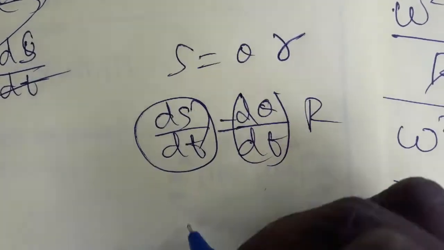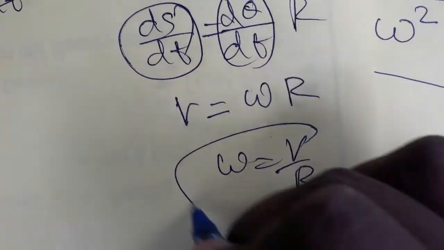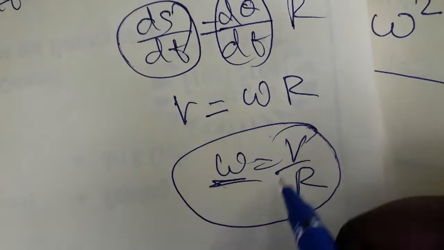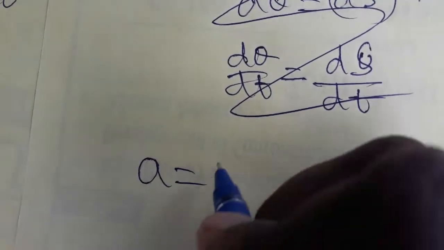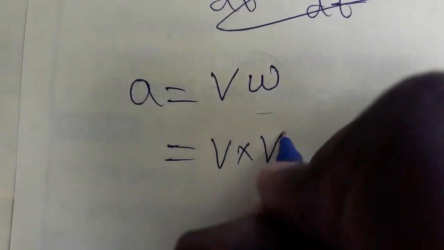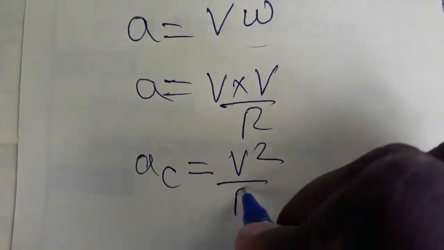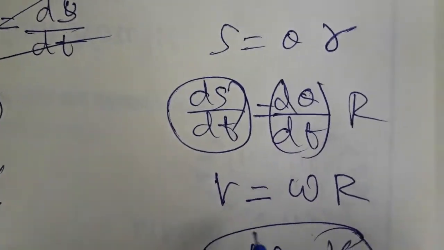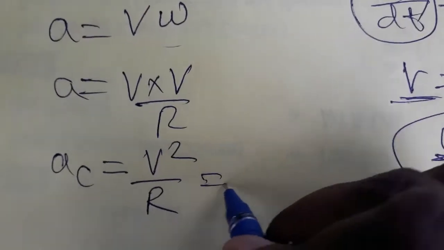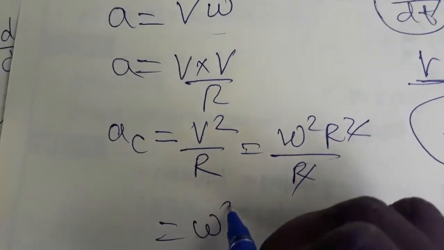Okay, that is velocity equals omega r. So omega is equal to velocity by r; angular velocity is linear velocity divided by r. I know a is equal to v omega, and omega I found is v by r. So that means v times v by r, which is v square by r. So the centripetal acceleration in circular motion is v square by r. Otherwise, you can take v equal to omega r, so omega square r square divided by r gives omega square r.